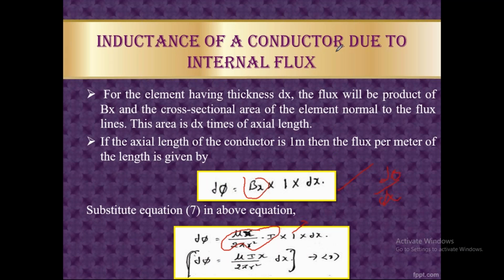So finally d phi is equal to, in this equation, mu I x divided by 2 pi r square into dx. So this is equation 8. Now from this equation 8, how can we find the flux linkage? Let me see that.